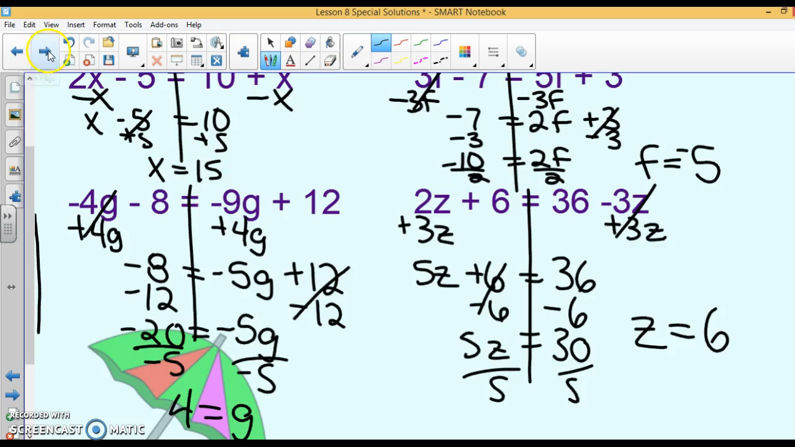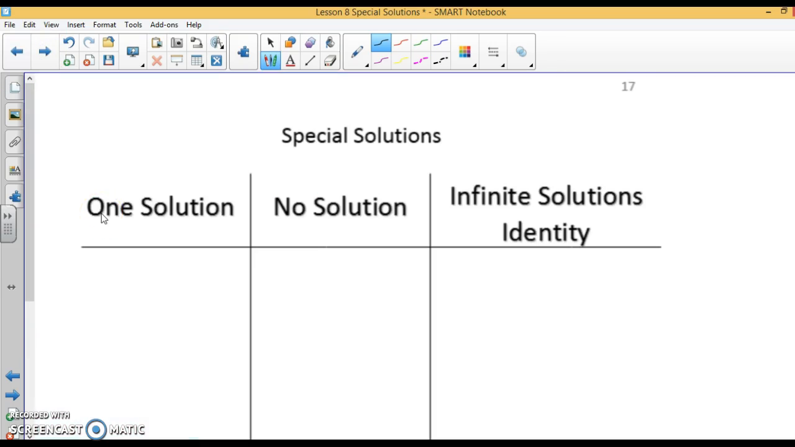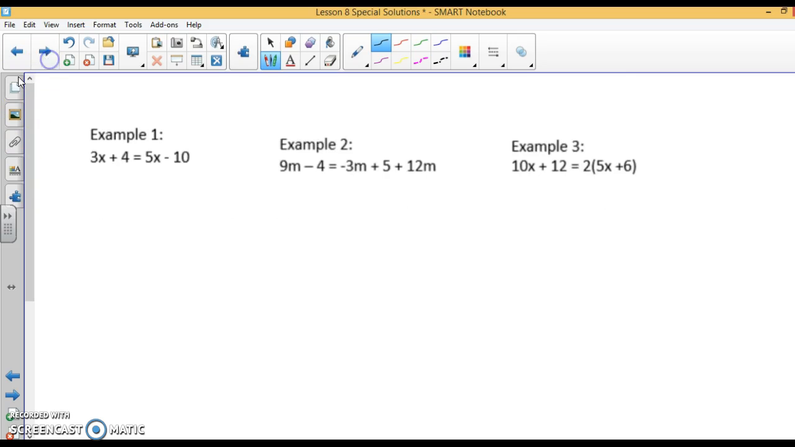All right, so moving on to our lesson. If we open up to page 17 in our notes, it says special solutions at the top. I actually want to skip over this little chart first and look at the 3 examples below it. They're going to have variables on both sides. So I want you to take a chance right now and pause the video and solve each of these 3 equations.